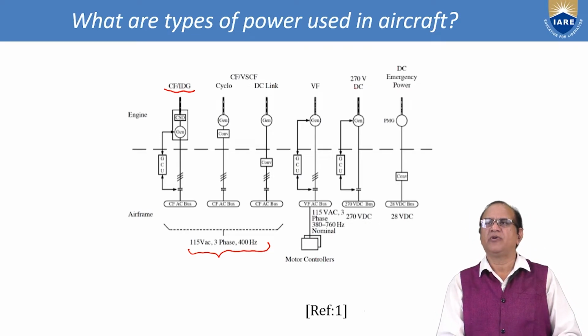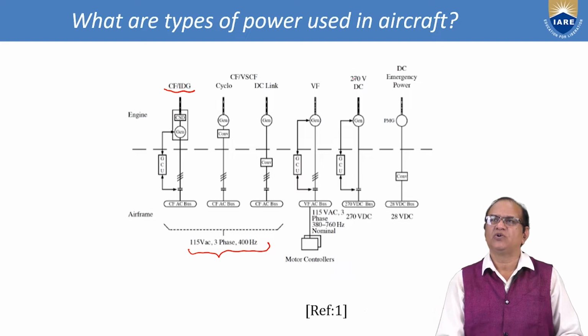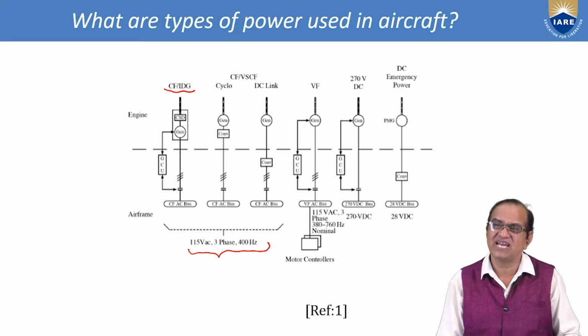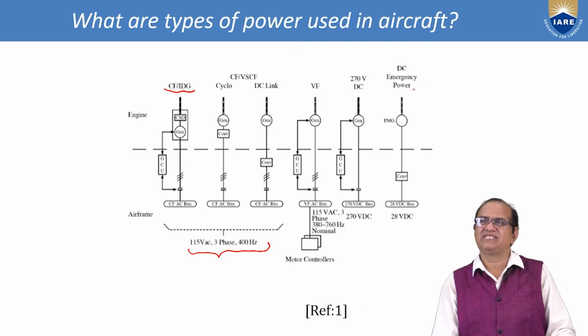Another very important supply for the modern aircraft is the 270 volt DC supply, and this is nowadays used for all modern fighter aircraft, especially of US origin. This type of voltage is very advantageous. It reduces the weight of the generator, it reduces the weight of the conductor, and also it is very safe for a stealthy aircraft. Next we have the DC emergency power.